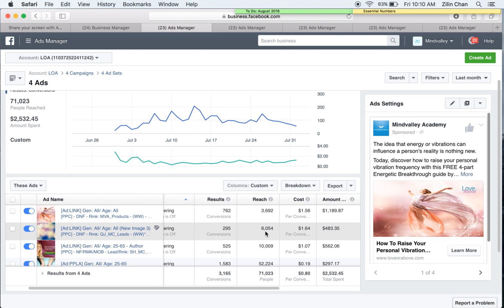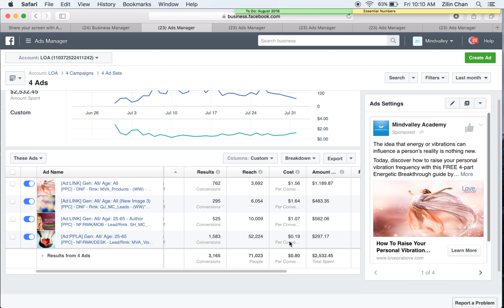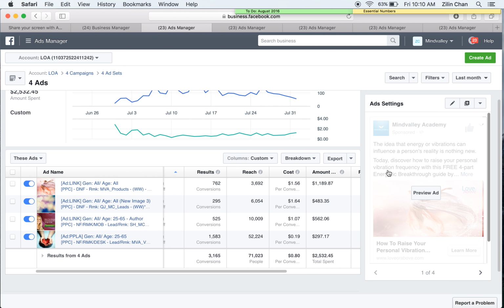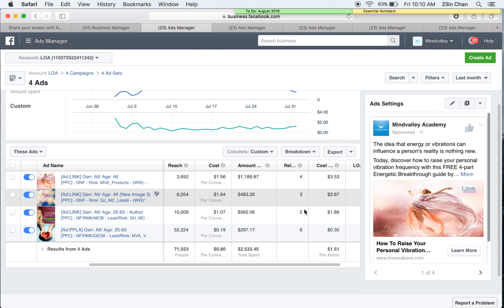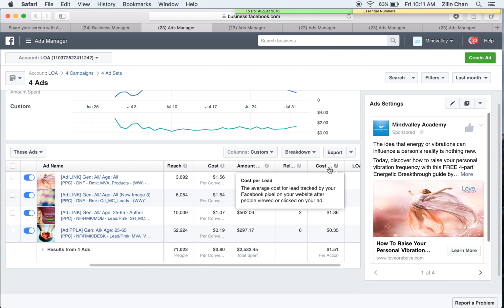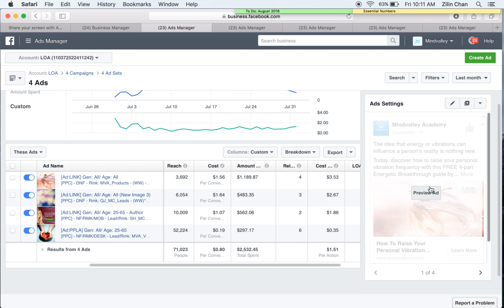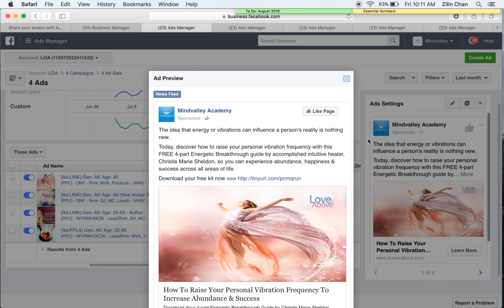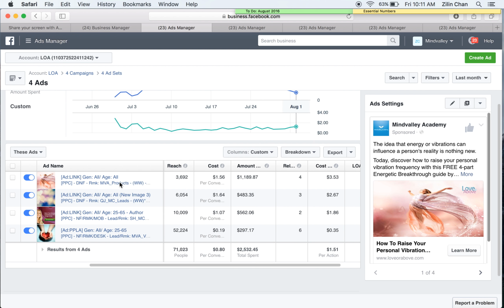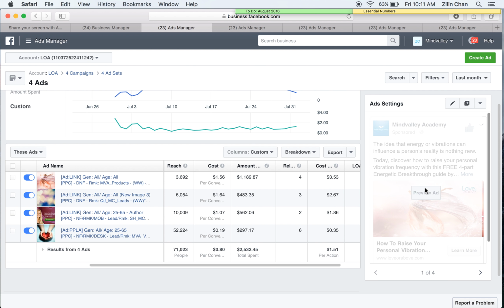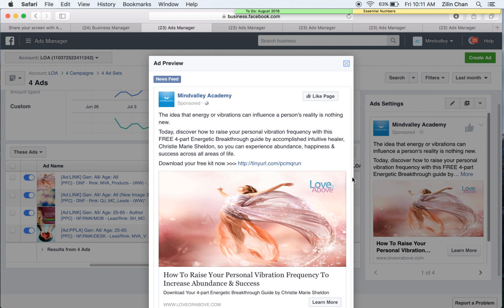Let's dig down deeper. 19 cents per lead. Actually no, sorry, I'm looking at the wrong column. This is the cost per lead. It's still 35 cents, which is amazing. Let's look at the individual ads. This one was targeting people who have landed on the Mind Valley Academy products page, and it's a desktop ad. In general, I would say that these kinds of ads where it's sparkly and bright work really well for our audience.